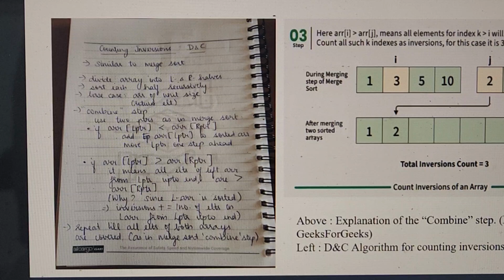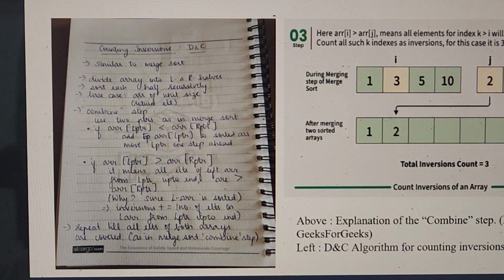What you will do is count how many elements are remaining in the left array. I repeat, you have two pointers. One is pointing somewhere at the left array, one is pointing somewhere at the right array. You compare those two elements. If the left element is smaller than the right element, you just put the left element in your sorted array and move the left pointer one step forward.